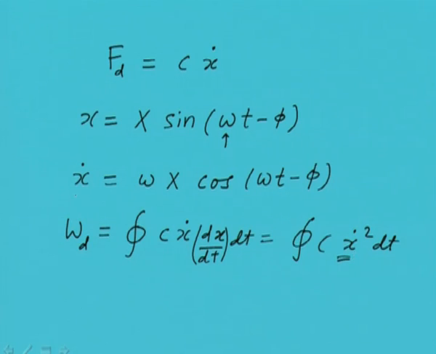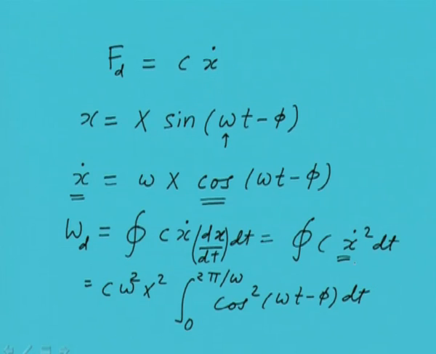Now here we can substitute this expression, and if we substitute we will get c omega square x square integration, because the period of this particular harmonic function is 0 to 2 pi. So now I am putting the limit as 0 to 2 pi by omega, that is in seconds, and cos square omega t minus phi dt.